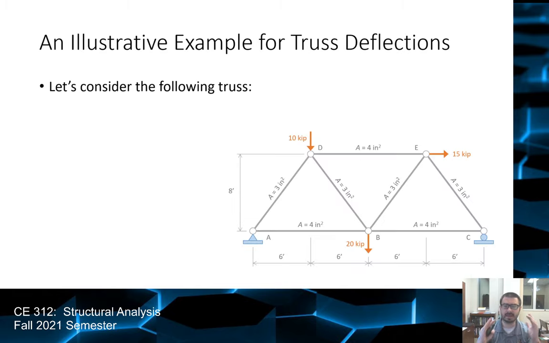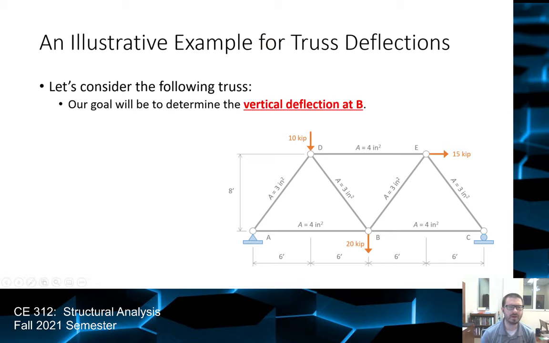Now, like I said, we're going to be talking about trusses to start off because that's what we've been focusing on. So let's look at an illustrative example for truss deflections. So let's take a look at this truss, okay? Now, on the face of it, you should recognize that we've done this truss before. This was actually the very first truss analysis problem that we did, the first method of joints problem. There's a little bit of additional information, but this is the same truss that we did in our first example. I think this was lecture 7, it might have been. So let me turn my laser pointer off here.